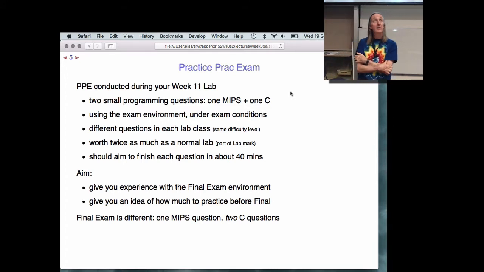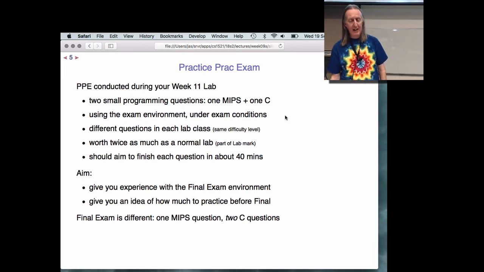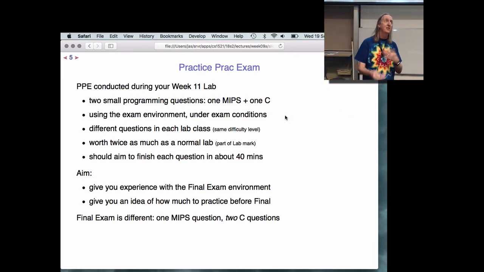But in week 11, you also got a tute and a lab, and in the lab, you get to practice doing the prac exam. So, going to be 2 questions, one in MIPS, one in C, both relatively small. And just to give you some practice in using the exam environment, you probably all used it in 1511, but you might have forgotten what it's like, some of the little quirks, so we'll use that in the lab.